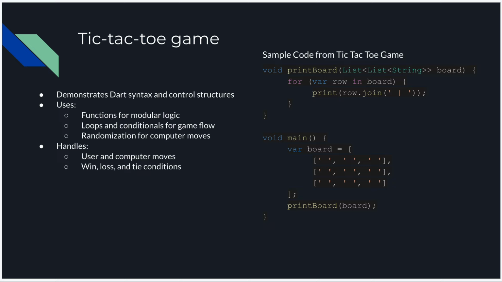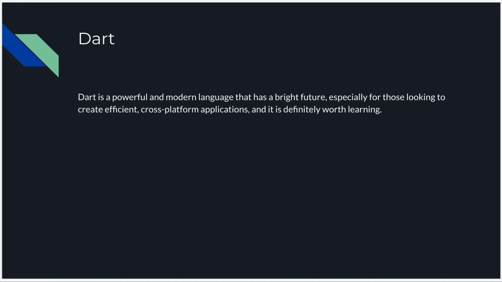The sample code from the tic-tac-toe game shows a function to print the current game board, highlighting how the board is managed as a list of lists. The full game uses these techniques to maintain a clean and organized structure while handling the entire gameplay.